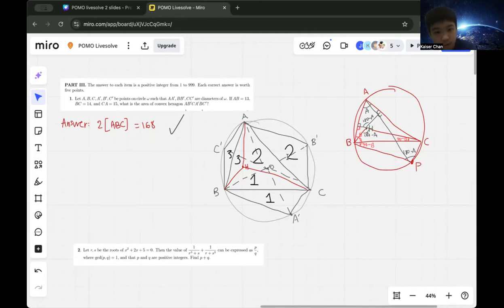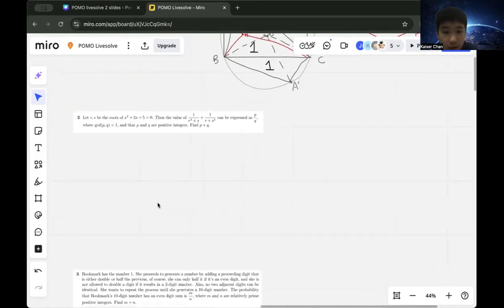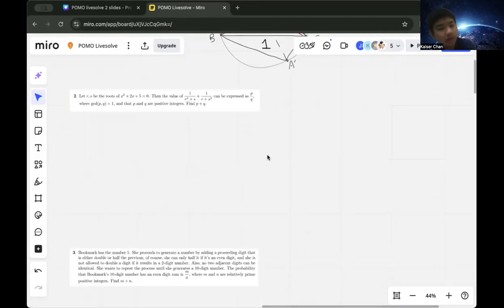Do you have any questions? If none, let's go to number 2. Oh yeah, it's the special triangle. So 13, 14, 15 has height 12. That's the height to the side with length 14.